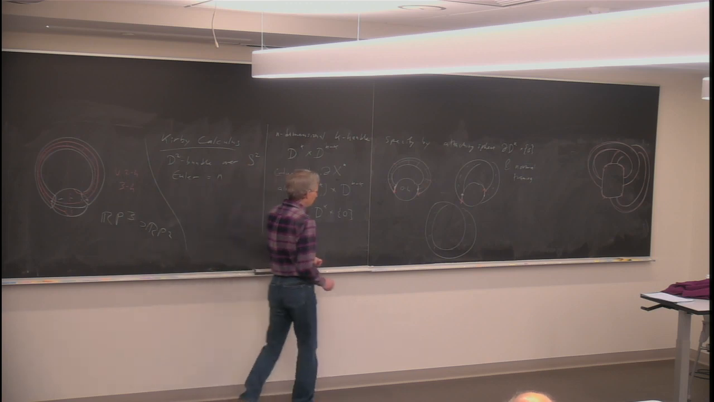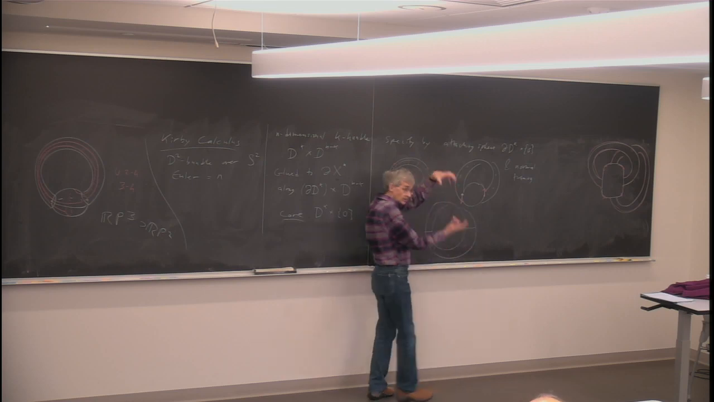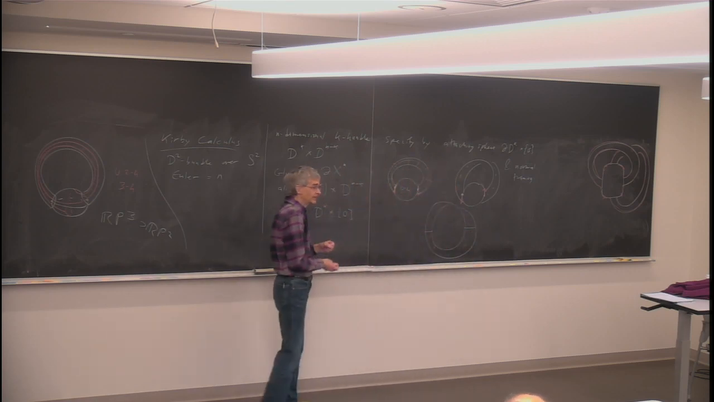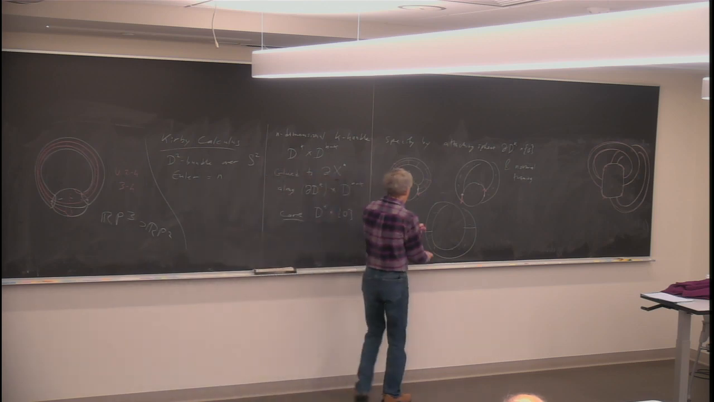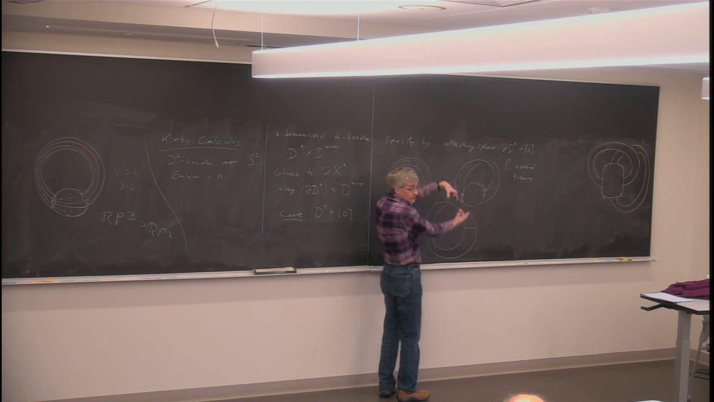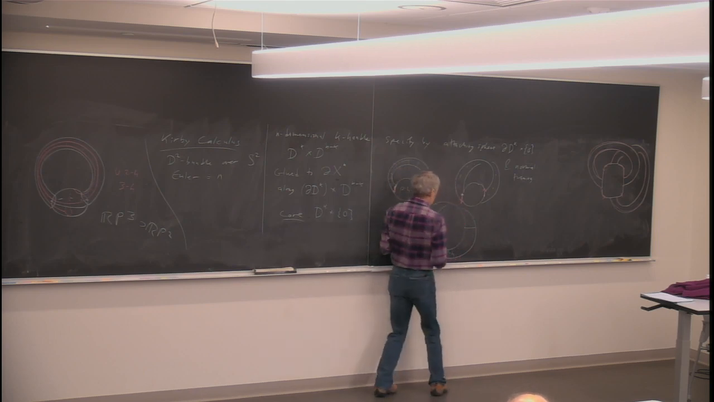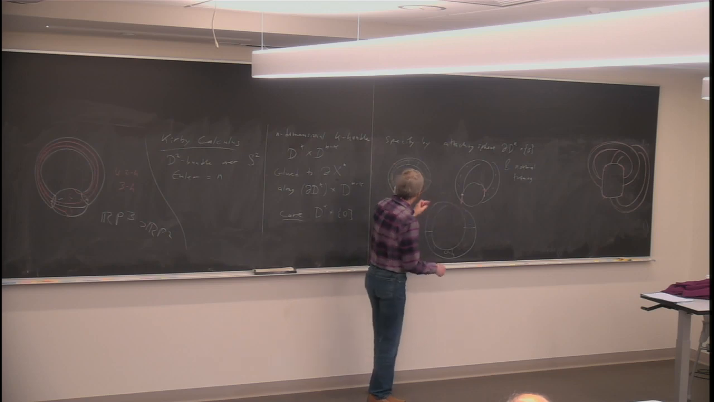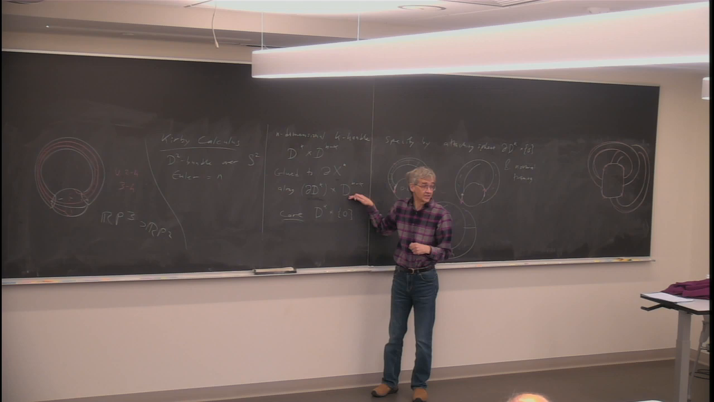What to do is notice that the sphere is a union of two disks glued together. And over each disk, the bundle has to be trivial because the disk is contractible. So we've got two copies of D2 cross D2 glued along the boundaries. I'm going to think of this first one as being a zero handle, and then the second one will be a two-disk glued along the boundary of the disk cross the disk, so that's a two handle.